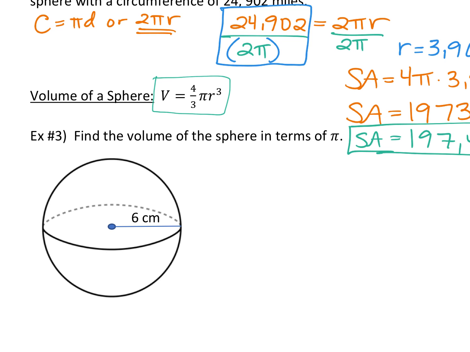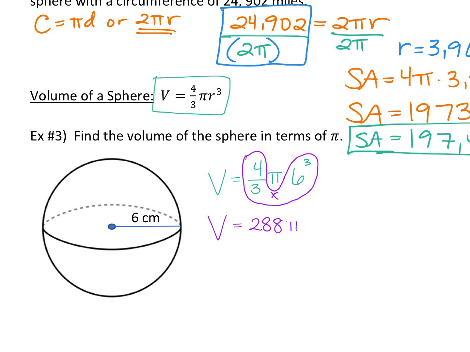So if you're trying to find the volume here, 4/3 times pi, what's r? 6 to the 3rd power. Okay, now tell me what you're gonna plug into your calculator right now. Yes, you're gonna plug in 4 divided by 3 times 6 to the 3rd power. Don't plug in the pi. And you get 4 divided by 3 times 6 to the 3rd is 288. Plug that in and make sure that's what you're getting. Attach your pi. And then it's volume.